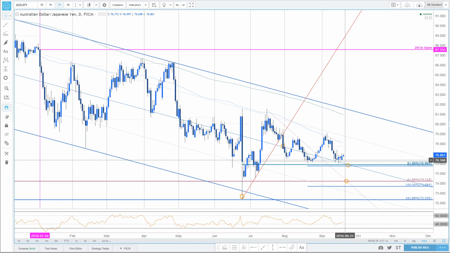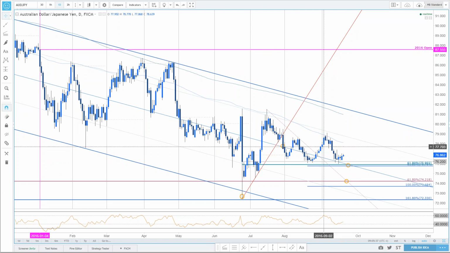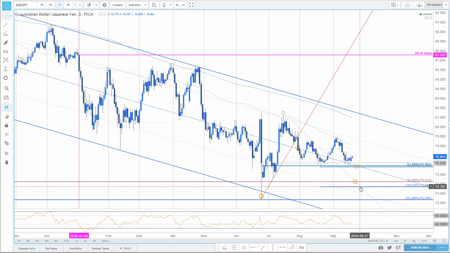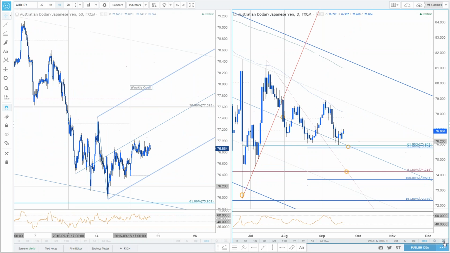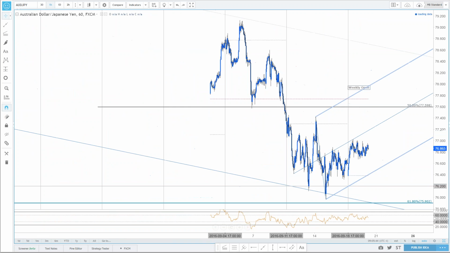My ideal scenario is one last washout, like I told you, on most of the yen crosses, and then a rebound. You'd need to get essentially above the monthly open here at 77.70 to validate some sort of reversal play here in Aussie yen. Here's what it looks like on the near term.